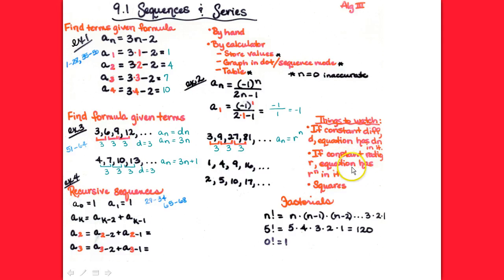Okay, if you have a constant ratio, your equation is going to have r to the n in it somewhere. So our ratio here was 3. So that means my formula is going to have 3 to the n in it somewhere. That may be the whole formula, or I may have to add or subtract something, but it's going to be there. So if we go back and check, if I put in 1, 3 to the 1 is 3. Put in 2, 3 squared is 9. Put in 3, 27. Put in 4, 81. Yeah, that's my formula.